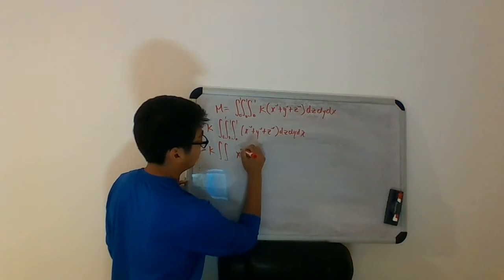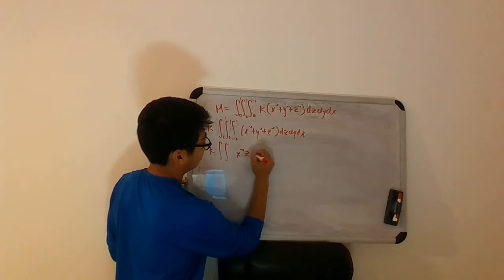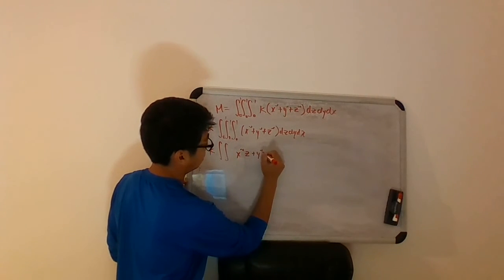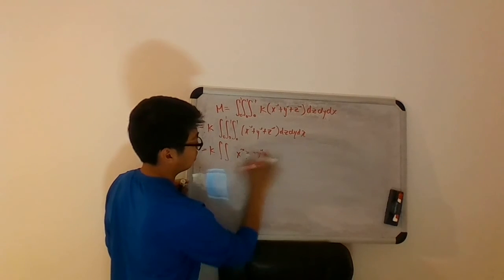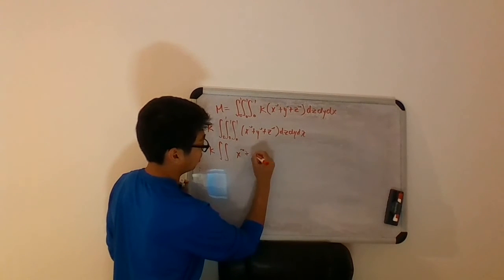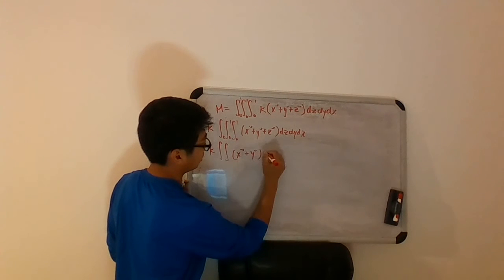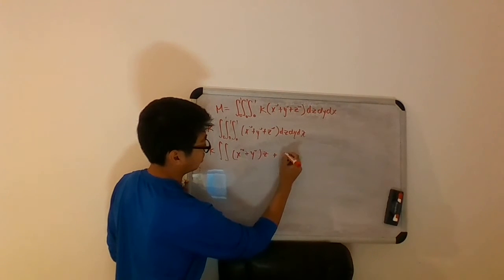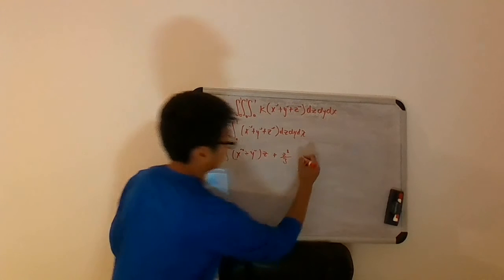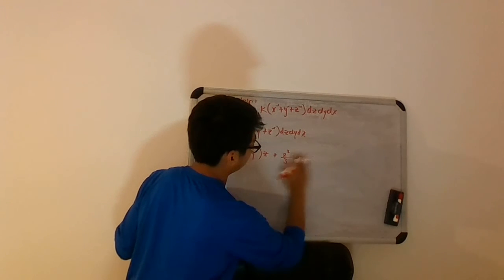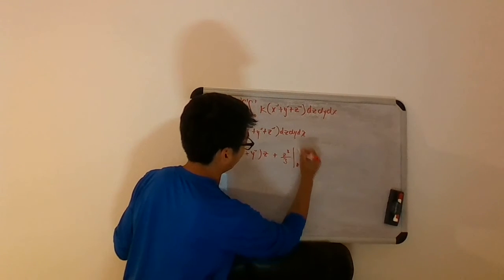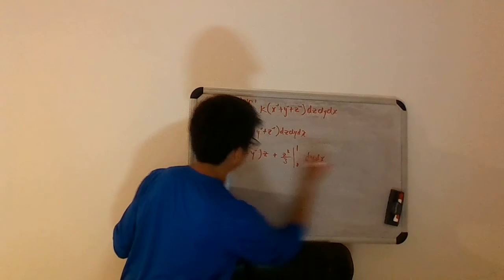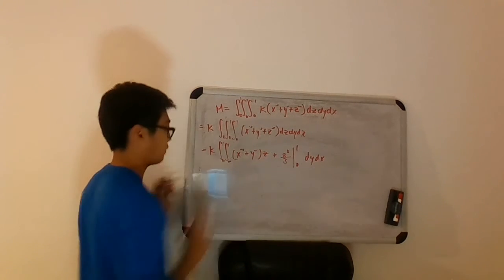So that'll be x squared z plus y squared z, which is also x squared plus y squared times z, plus z to the third over 3. And then dy from 0 to 1, dx. And the bounds here have not changed yet.